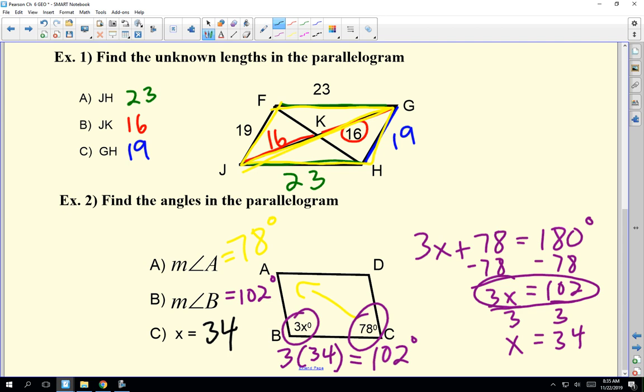So opposite sides are congruent. The diagonals split each other into equal halves. Opposite angles here are congruent, here or here. Consecutive angles, like the ones I circled, are supplementary. Those are the four theorems that tell you things about parallelograms. So that means those are true for rectangles as well, and squares, and rhombuses. They're all categorized as parallelograms.